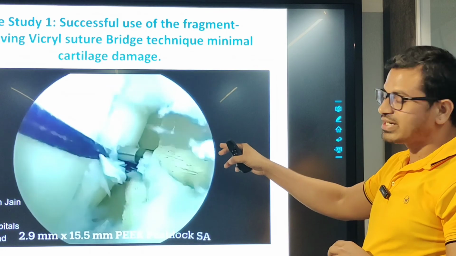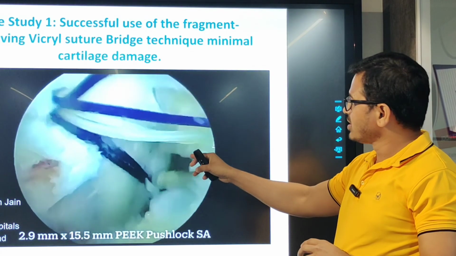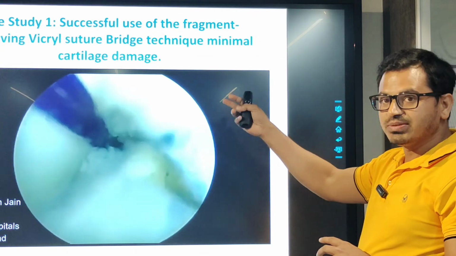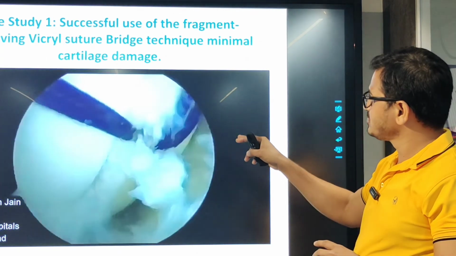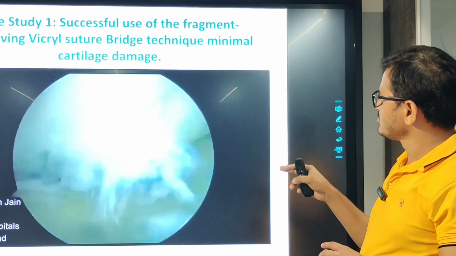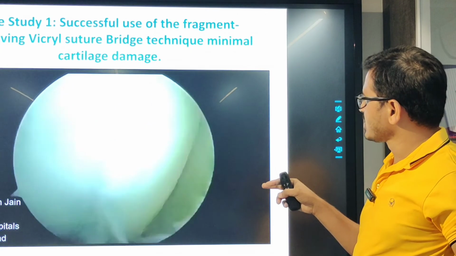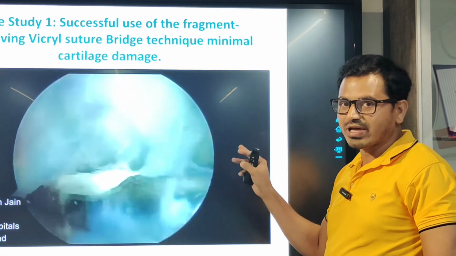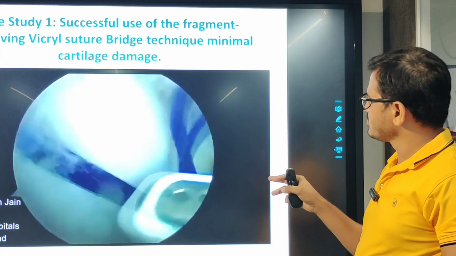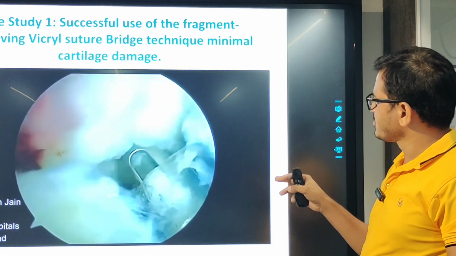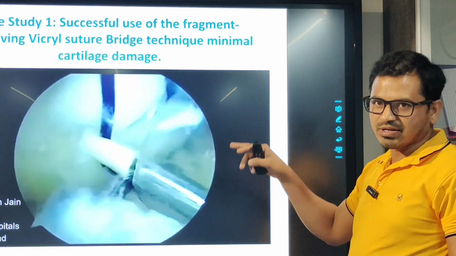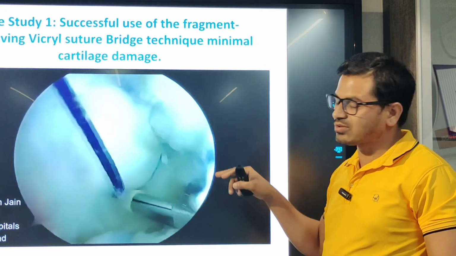We can see we have inserted the first strand of the Vicryl on the lower side. Like this, we will insert 2 to 3 more push-lock anchors. We can see that the fragment has been reduced well. After this, we can debride these frayed edges of the defect also.